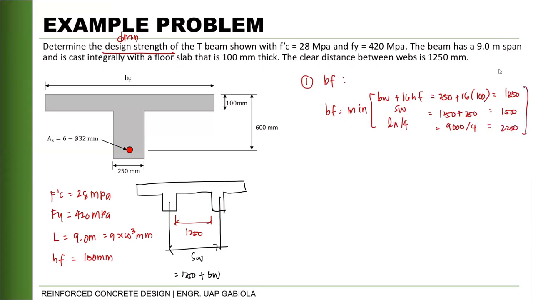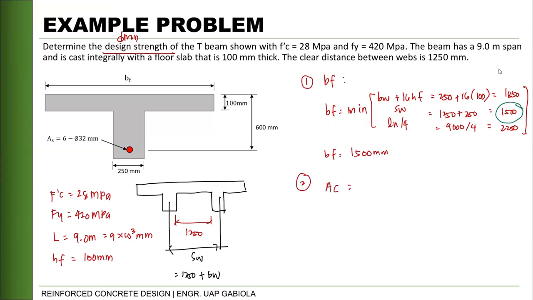Okay. Doon sa tatlo, identify lang daw natin yung minimum. And the minimum value is 1,500. Okay? So therefore, BF natin is equals to 1,500 mm. Okay? Next one, we need AC.